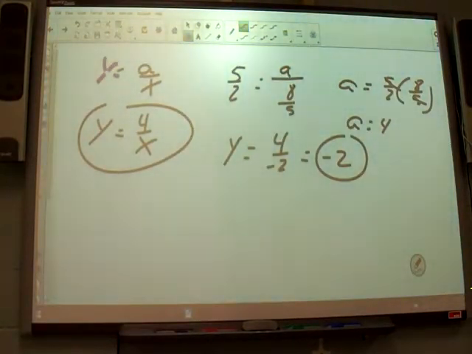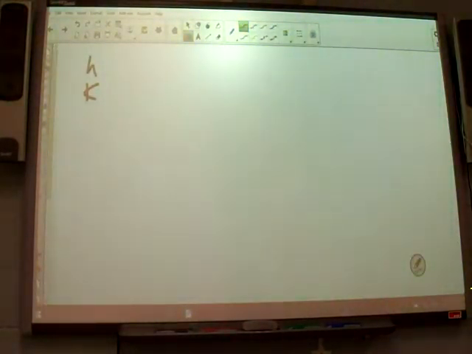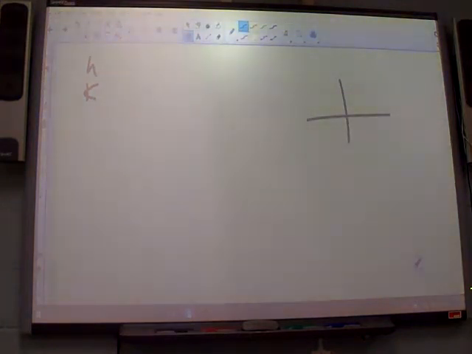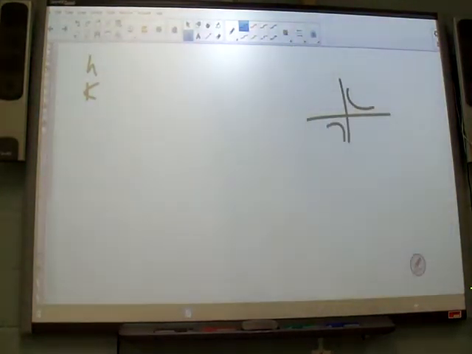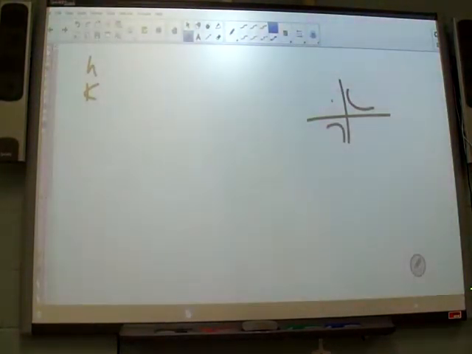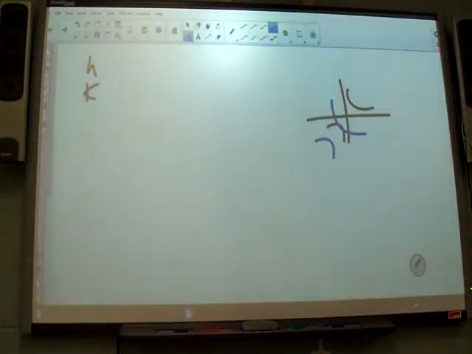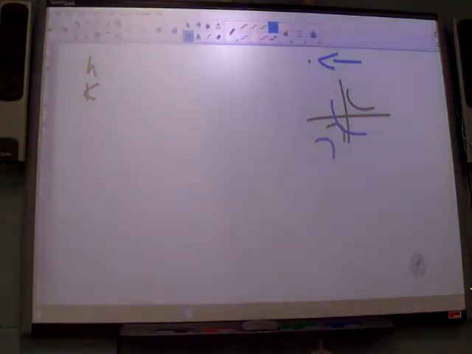So if I'm looking on number 5, the parent function would be centered around the origin, right? On number 5, they've moved things over here and down here. So to go from those 2 black curves to those 2 blue curves, it looks like I would have to move left and down.